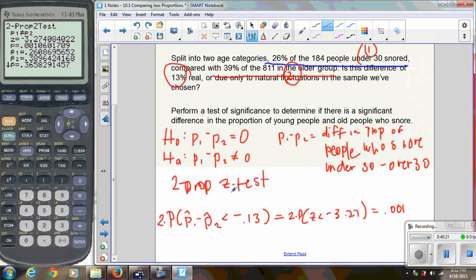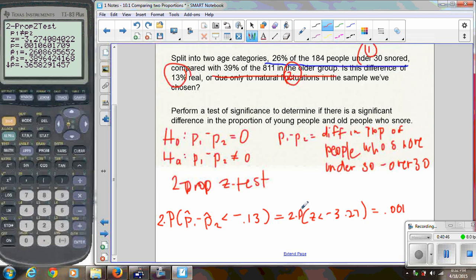Okay. And so now we can state our conclusions. Obviously, 0.001 is significant. We can reject the null hypothesis, and we can conclude that there is a difference in the proportion of people who snore in the different age groups. Now, what we can't conclude is that younger people are more apt to snore than older people. All we can conclude at this point is that there's a difference.